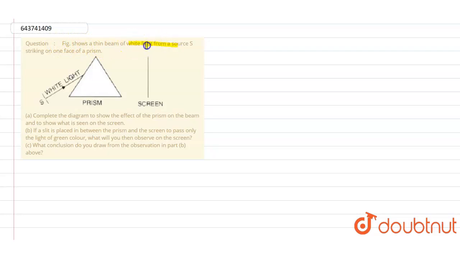So guys, here in this question, he is asking that the figure shows a thin beam of white light from a source S striking on the face of the prism. Okay, this is the source S, and this white light is striking on the surface of the prism, and here we have the screen.